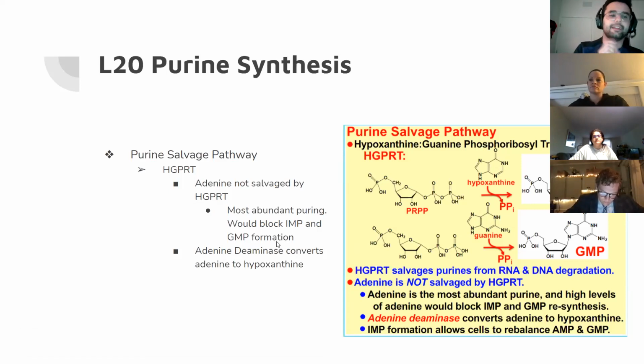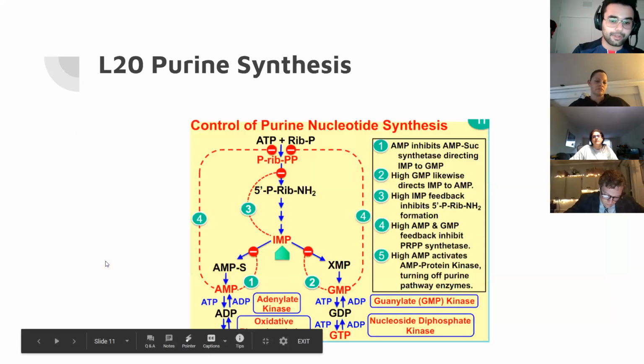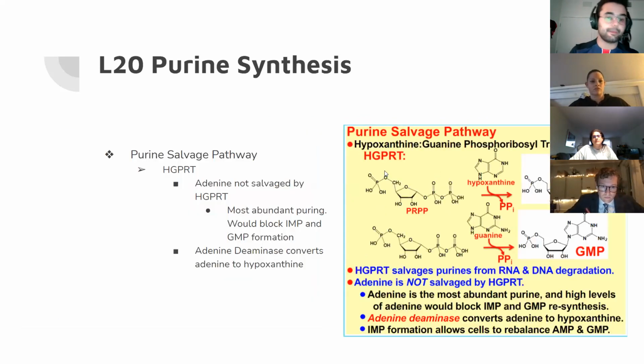The only reason adenine is not salvaged is that if we keep salvaging so much adenine, we're actually going to be blocking IMP and GMP formation, because it's already one of the most abundant purines in our bodies. If we keep salvaging it from the degradation of our RNAs and DNAs, we're going to start blocking different pathways, similar to what we did here, or how forming AMP blocks the whole pathway, right? We'd be blocking our pathways indirectly as well.